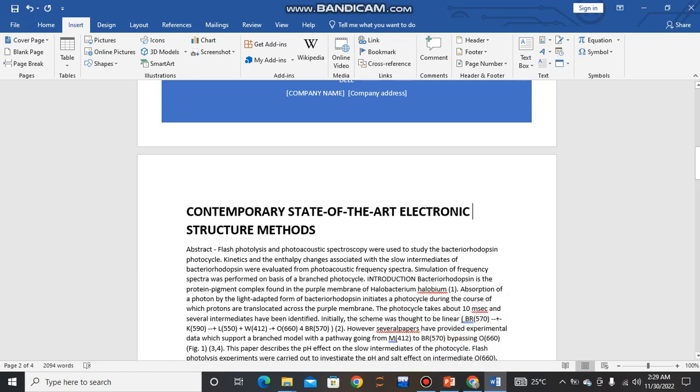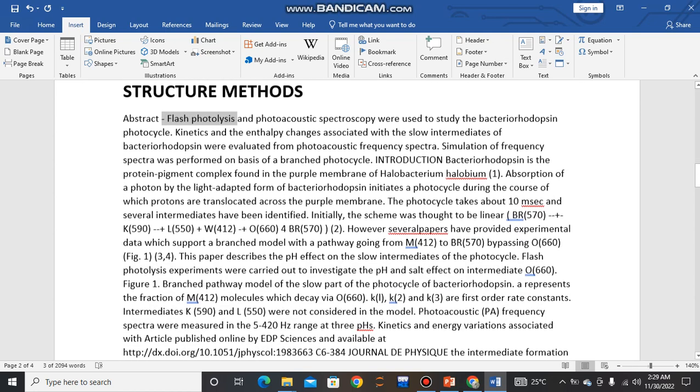So moving to my topic, the contemporary state of the art electronic structure methods. Abstract: flash photolysis and photoacoustic spectroscopy were used to study the bacteriorhodopsin photocycle kinetics, and the enthalpy changes associated with the slow intermediates of bacteriorhodopsin were evaluated from the photoacoustic frequency spectra. Simulation of the frequency spectra was performed on the basis of the branched photocycle.